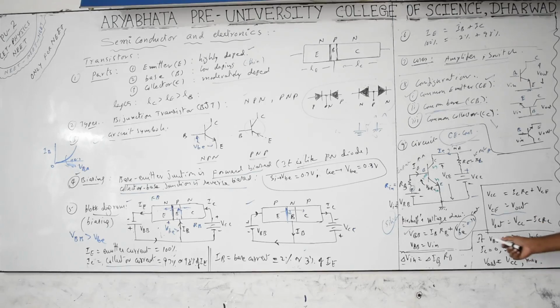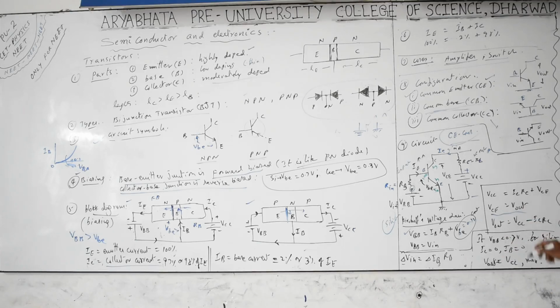So here, if VBB is greater than 0, less than 0.7 volts. Sorry, first we will take the less than 0.7. Less than 0.7 volts. Then in that case, for silicon material, semiconductors, the current will be 0. IB is 0. Therefore, IC is also 0.